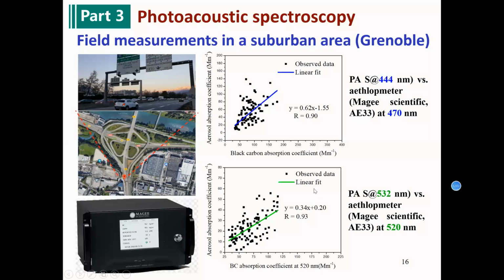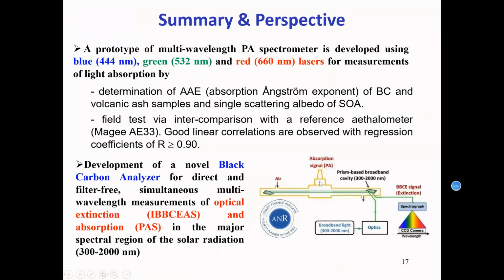For summary and perspective, now we have developed a prototype of a multi-wavelength photoacoustic spectrometer at three wavelengths: 444, 532, and 660 nanometers. This photoacoustic spectrometer was validated by the determination of AAE of black carbon and volcanic ash, and the single scattering albedo of SOA, and a field test by intercomparison with the reference aethalometer was carried out, and good linear correlation has been obtained.